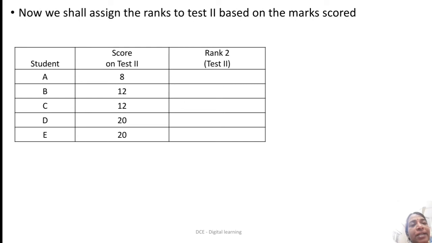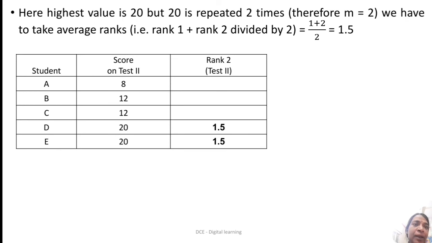So rank 1 plus rank 2. So 1 plus 2, that is 3, divided by 2, that is 1.5 for D and 1.5 for E we have to assign. Okay. Now next is, we have stopped with rank 2. Now we have to assign rank 3. Okay, but there are two students again who have scored 12 marks. Now what to do? Rank 3 plus rank 4 divided by 2, that is 3 plus 4, 7 divided by 2 will be 3.5, 3.5. So B and C we will assign.